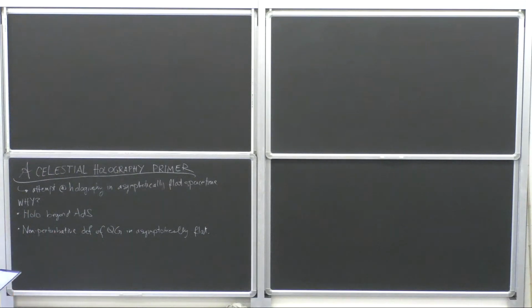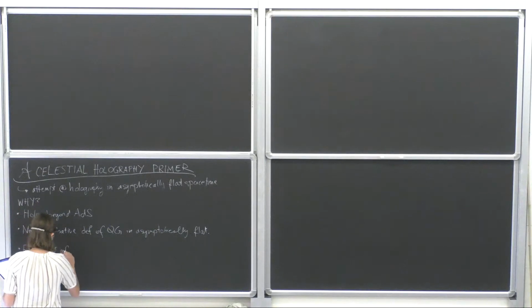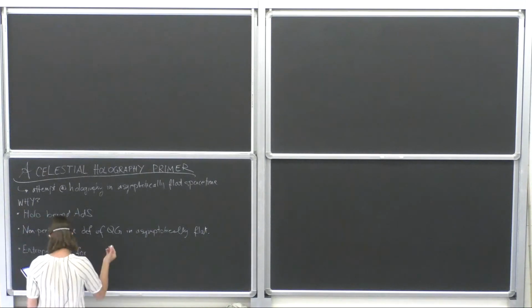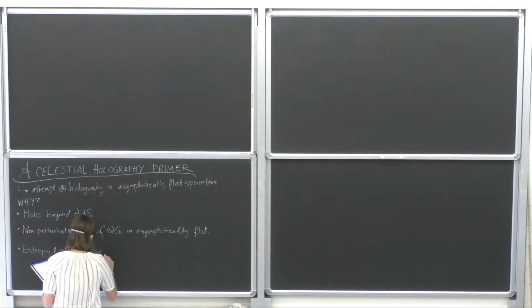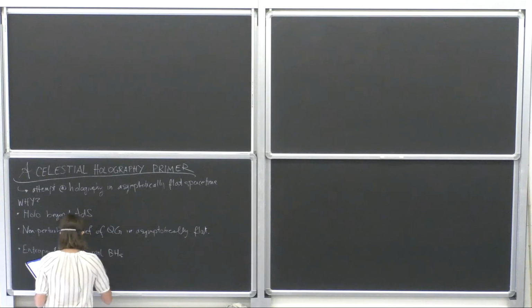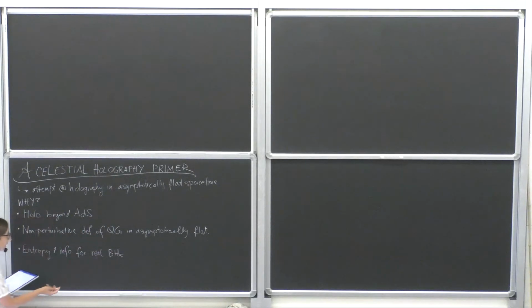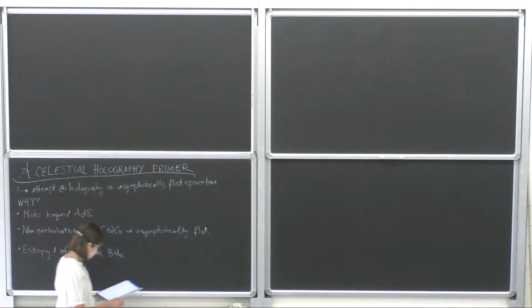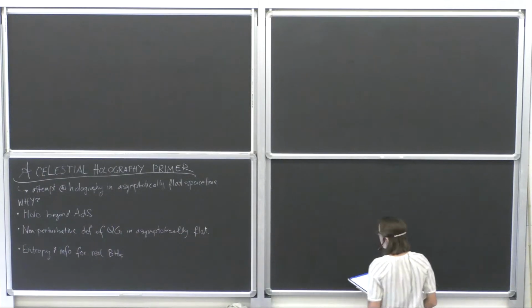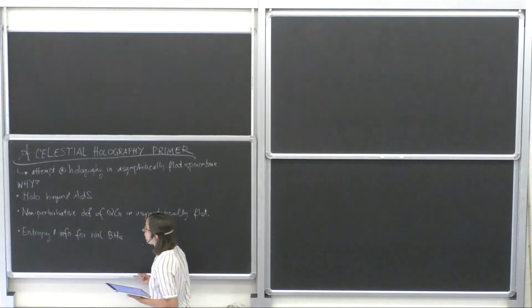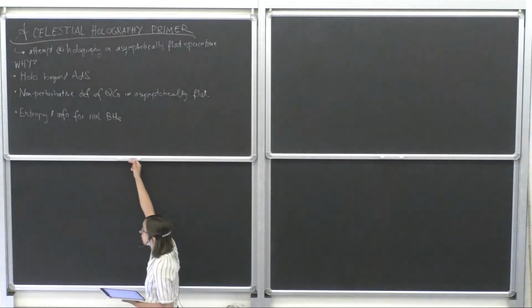Another, maybe very big, long-haul goal would be to learn about entropy and black hole information, but now for black holes that approximately live in our universe, so for real black holes, by which I mean non-extremal black holes and black holes that are roughly in asymptotically flat space. So these are a couple of motivations for why we would like to study a potential holographic principle in asymptotically flat space.